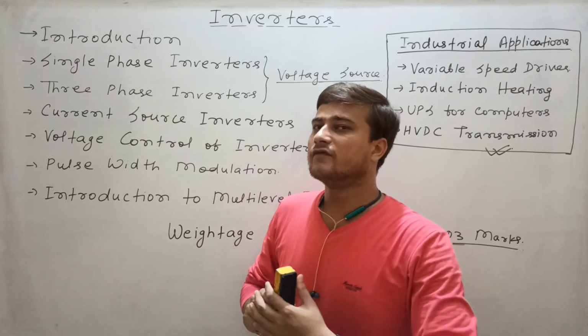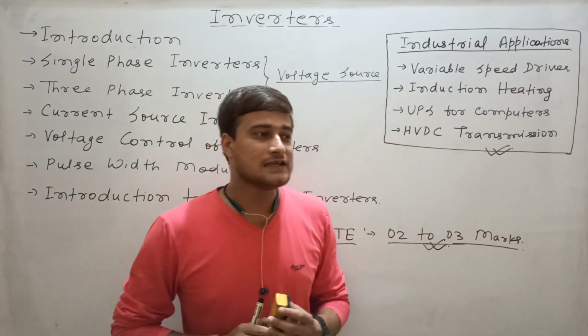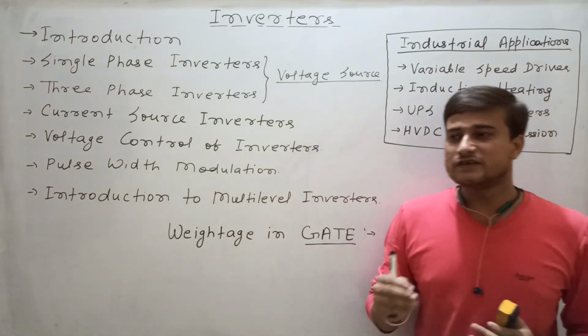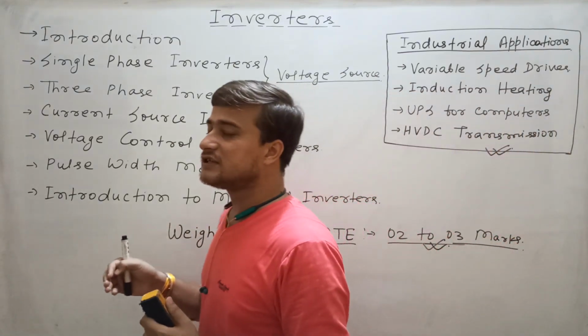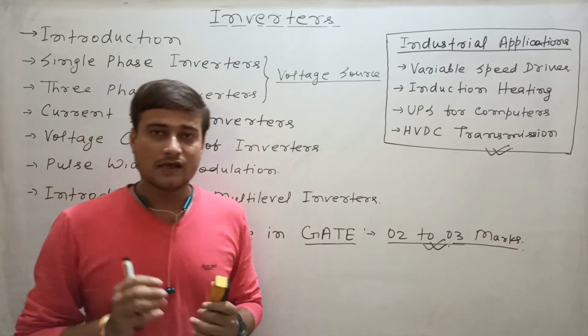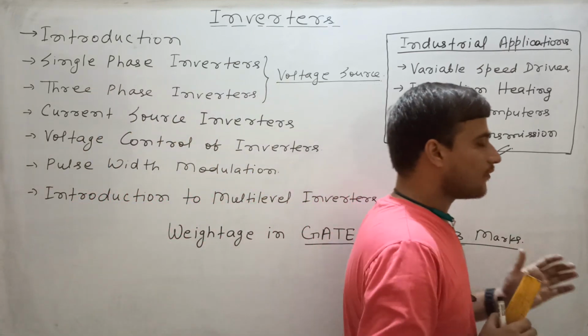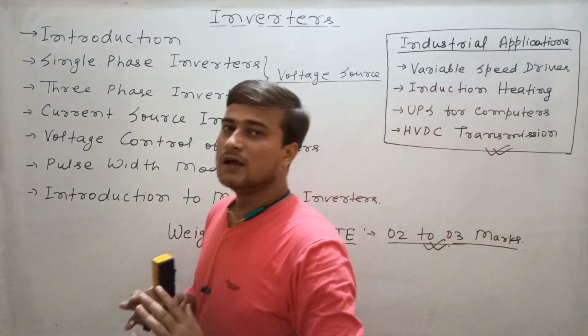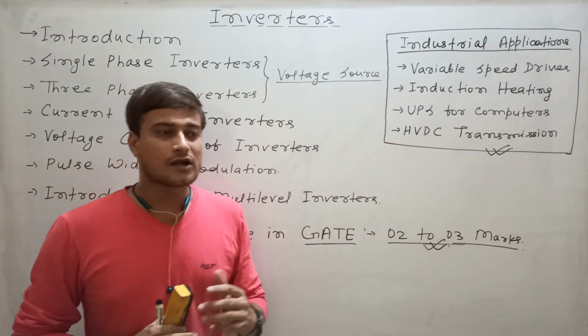The first thing is, why do you use an inverter? What is the meaning of inverter? Inverter is a device that converts fixed DC voltage to variable AC voltage. That means it is converting fixed DC to variable AC. Clear?